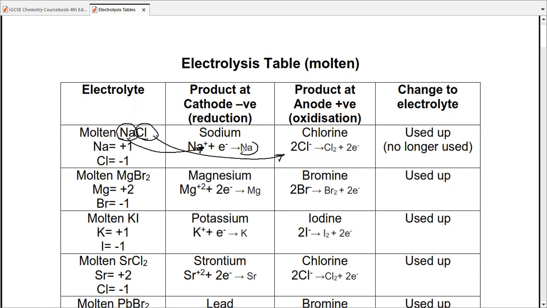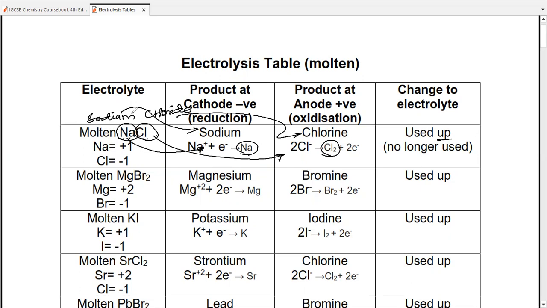The metals usually tend to form at cathode. The nonmetals usually tend to form their diatomic molecules at anode. That's about it. It's as simple as that. Even if I write the name of the salt, and the name of the salt in this case is sodium chloride, it's pretty simple. Sodium is going to be a product at cathode, and chloride is going to be a product at anode. As simple as that.